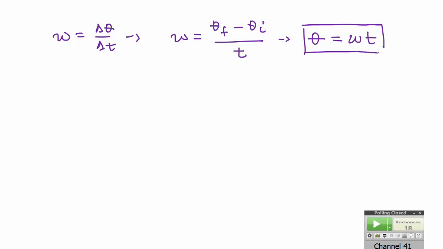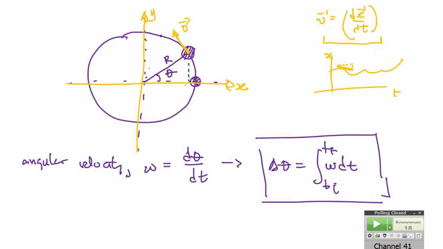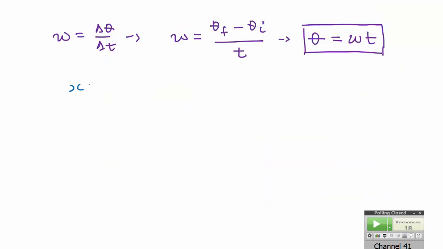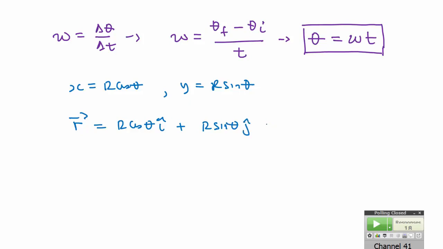So the angle subtended by the object with the x-axis can be represented by omega multiplied by t. You recognize that this is the x-coordinate, and this is the y-coordinate, and this angle is theta. So we can resolve the position vector of this particle into two components. x is equal to r cosine theta, and y is equal to r sine theta, which means that the position vector r is equal to r cosine theta i plus r sine theta j. Some of you may want to write it as r bracket cosine theta i plus sine theta j. This is the position vector of the particle.